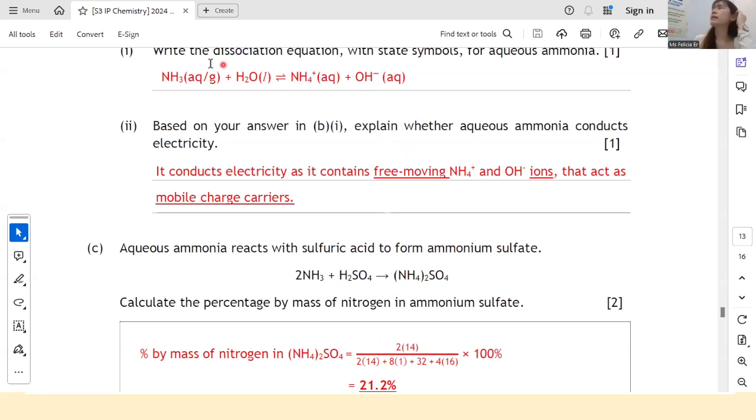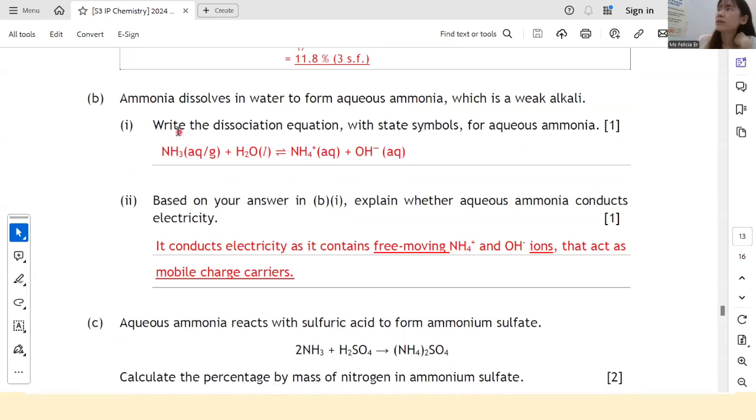For B over here, they're asking you to write the dissociation equation with state symbol for aqueous ammonia. Based on the instruction above, they mentioned that ammonia dissolves in water, that's why just plus water. For ammonia, you can write it as the usual state, which is gaseous, or since they say form aqueous ammonia, you can write aqueous also, I accept both. Take note that they mention state symbol, so you must include a state symbol.